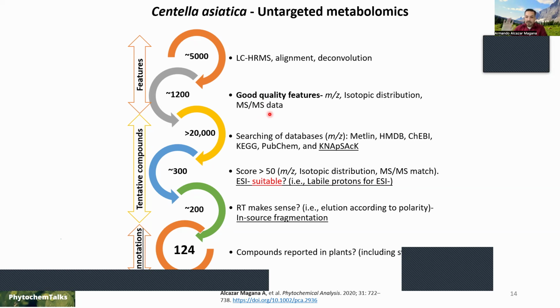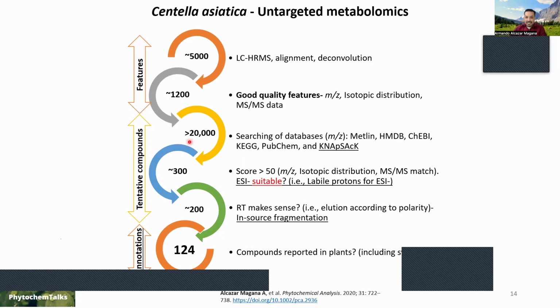Also, for matching against libraries, we want to use only features that have fragmentation information. So from this, we can have more than 1,000 good quality features. Then if we look for those, many of those features will give us a lot of candidates.